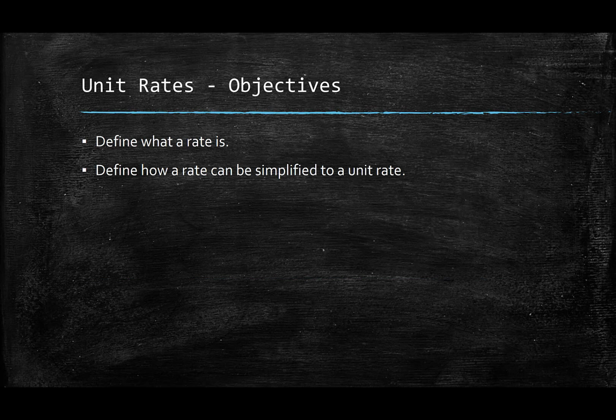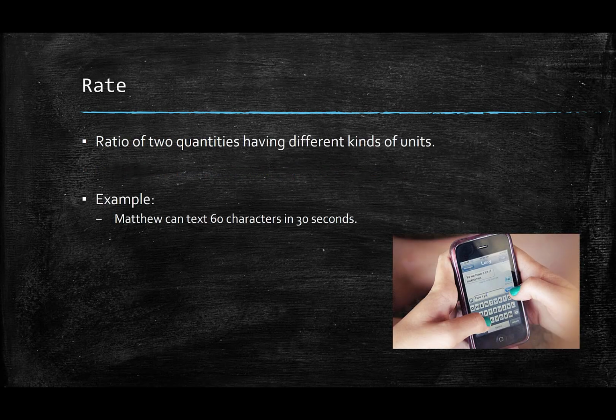The objectives of this lesson are to first define what a rate is, and then to define how a rate can be simplified to a unit rate. A rate is a ratio of two quantities having different kinds of units. Let's look at an example.